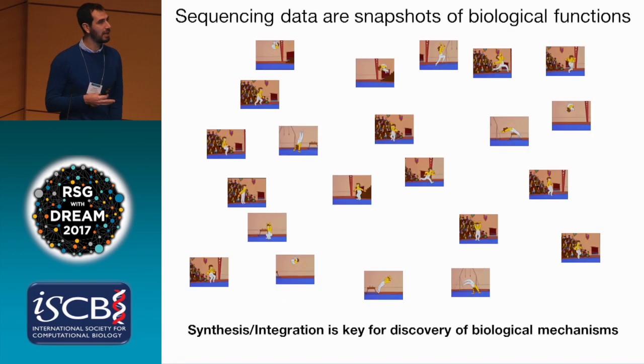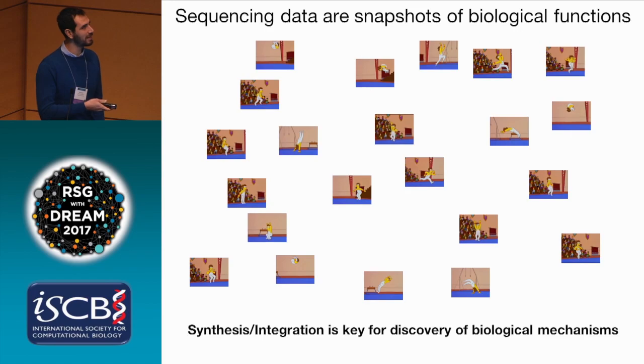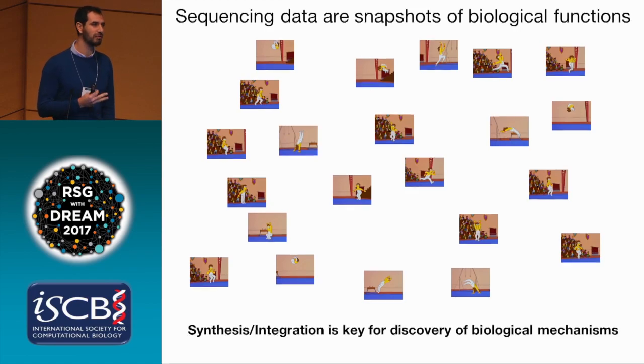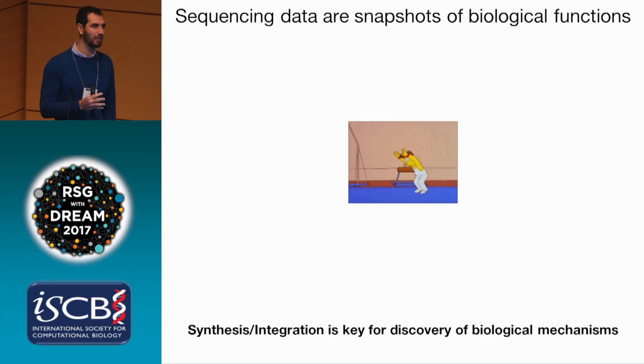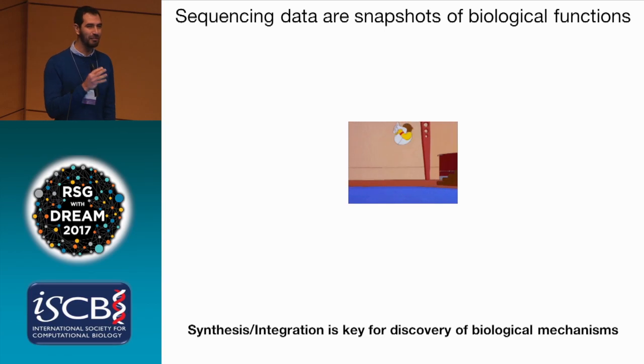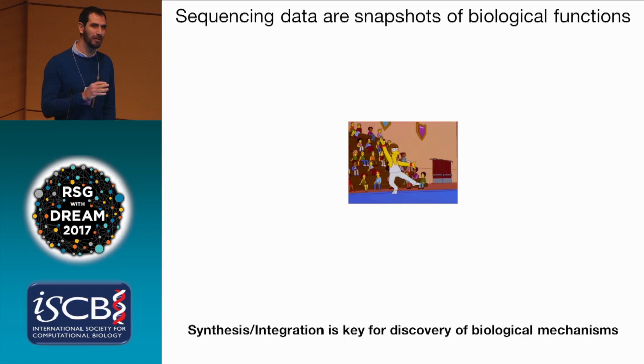And I would like to close with a slide that I like a lot, which is that sequencing data are actually snapshots of biological processes. And I think the synthesis and integration of these data is the key for the discovery of biological processes. And I think that if we actually synthesize data appropriately, we can see biological phenomena as if we were seeing a movie.